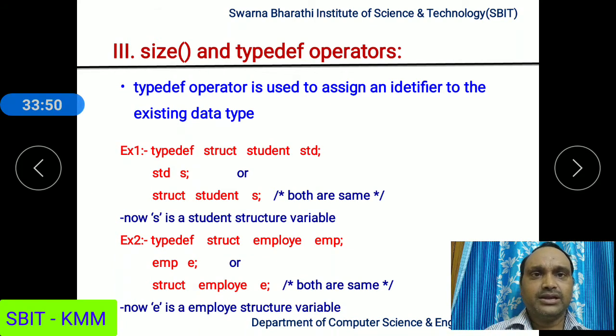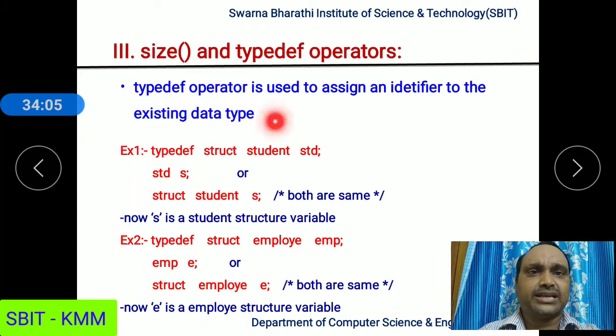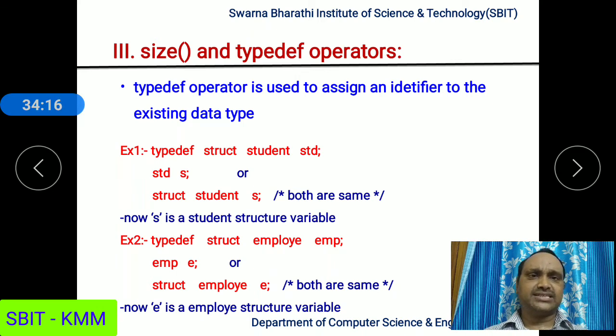The typedef operator is used to assign another name to an existing data type. That other name is called an identifier. Identifier means name. You can assign a new name to the existing data type. If the existing data type name is so long that you are not able to pronounce it every time, then you can assign a new name to that existing data type. Then you can call that data type with that new name.